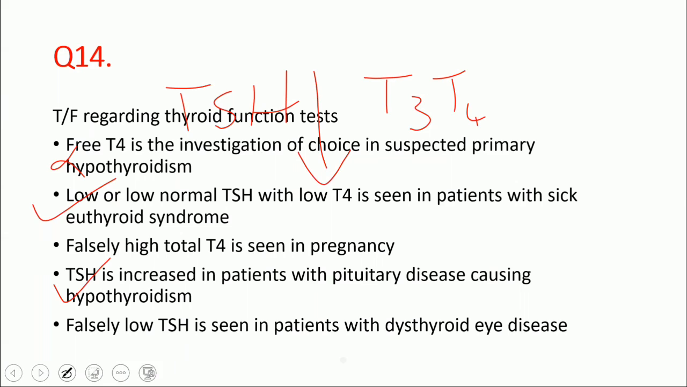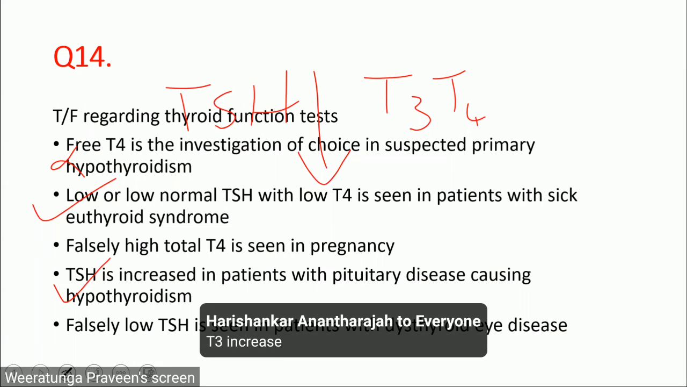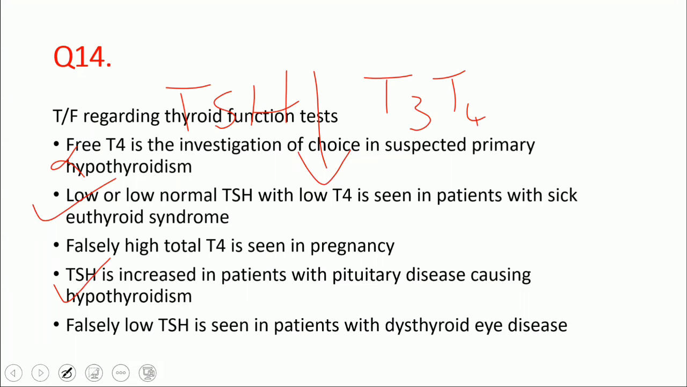Poor compliance. Poor compliance wouldn't give this. The patient is clinically hyperthyroid. T3 toxicity. Yes, Harishankar is right, it's about T3 toxicosis. Here the T3 is not mentioned, and they give the T4 as normal. So that is T3 toxicosis.